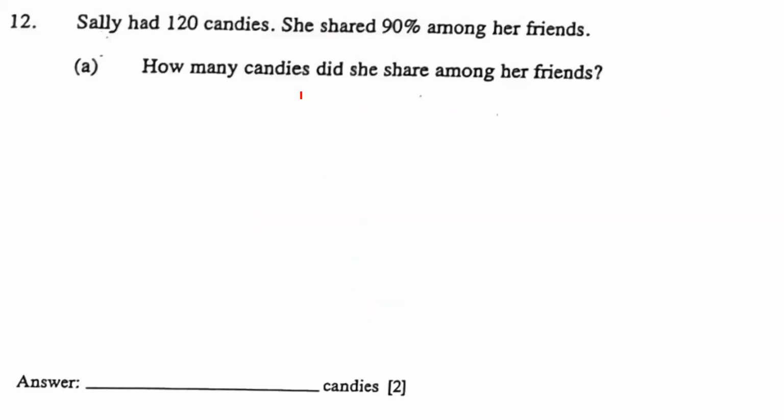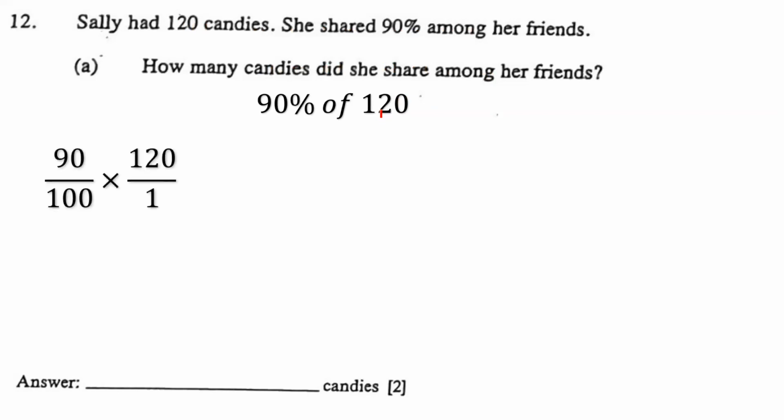We have question number 12. Sally had 120 candies. She shared 90% among her friends. How many candies did she share among her friends? So she shared that 90%. 90% of the 120 candies that she has, she shared with her friends. So what is 90% of 120? That's going to be 90 over 100, that's 90%, multiplied by 120. What we could do is we could cancel. So this 0 cancels with that 0, and this 0 cancels with this 0. And so we are left with 9 over 1 times 12 over 1, after all the zeros are canceled.